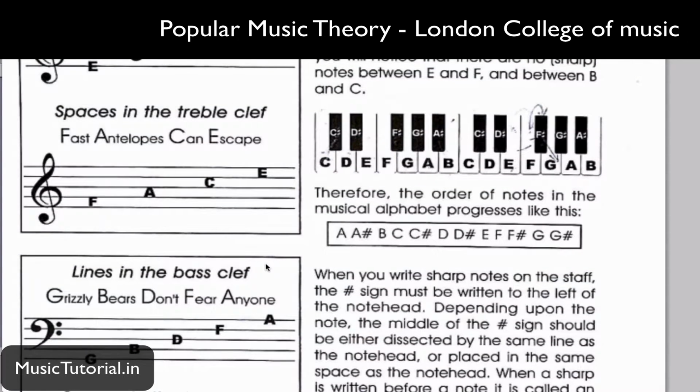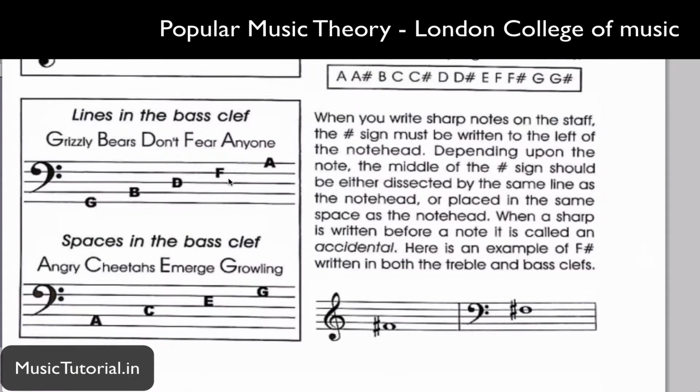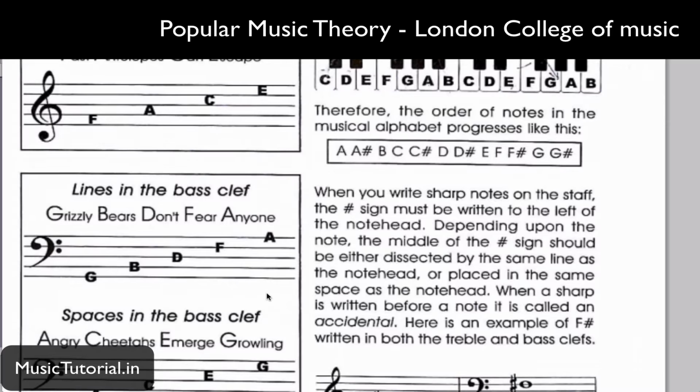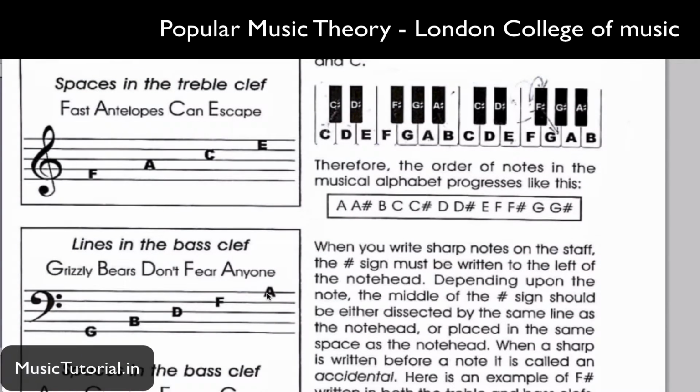The line notes of the bass clef are G, B, D, F, A. And this can be remembered as "Good Boy Does Fine Always." Okay, the next is the space notes of the bass clef, which are A, C, E, G. That could be "All Cows Eat Grass." Now that's the easiest way to learn the line notes and the space notes of the treble clef and the bass clef.